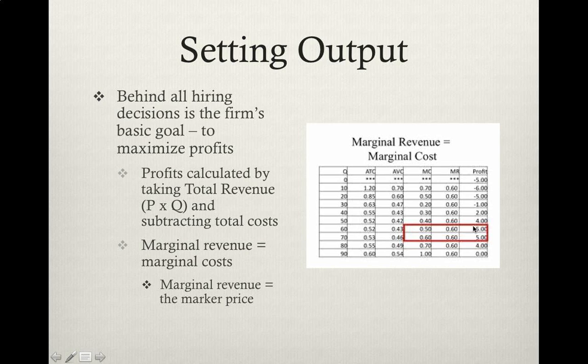So we're going to calculate our total revenue, price times quantity. We're going to subtract our costs. That will give us our profit column. And then once again, if we have a situation where we're not sure, we're going to come over here and look where marginal revenue equals marginal cost. And once again, you'll notice this column, they're all 60 cents. We're selling these for 60 cents a piece.